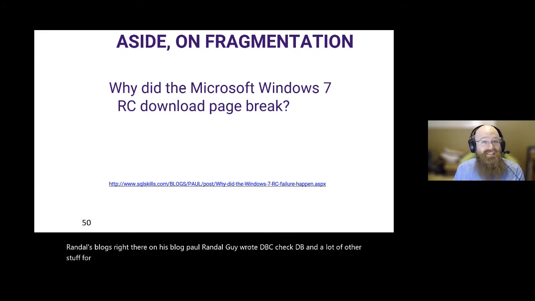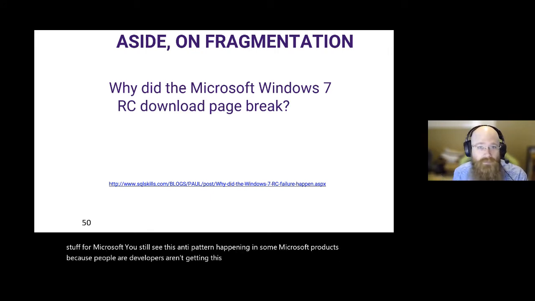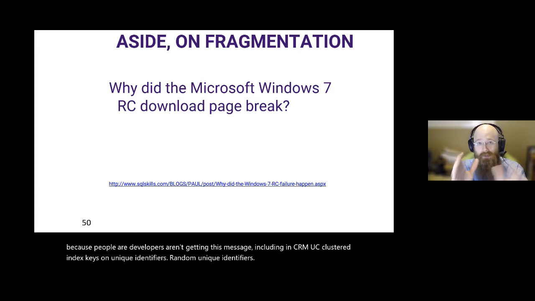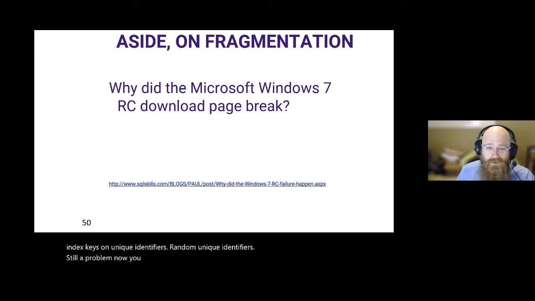You still see this anti-pattern happening in some Microsoft products because developers aren't getting this message, including in CRM. You see clustered index keys on unique identifiers, random unique identifiers. Still a problem. Now you know better. Take that power and go with it.